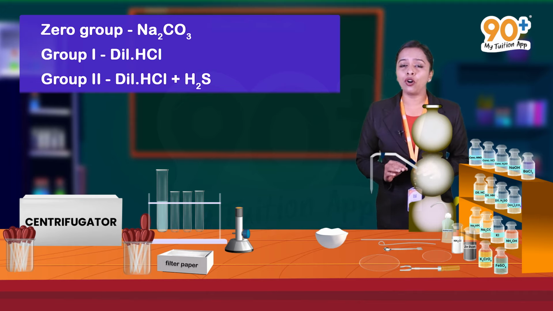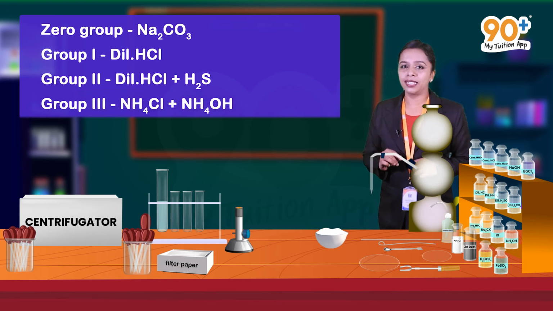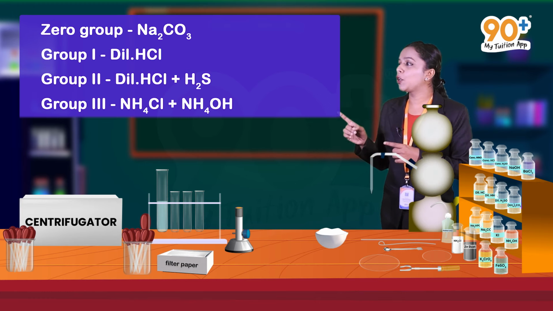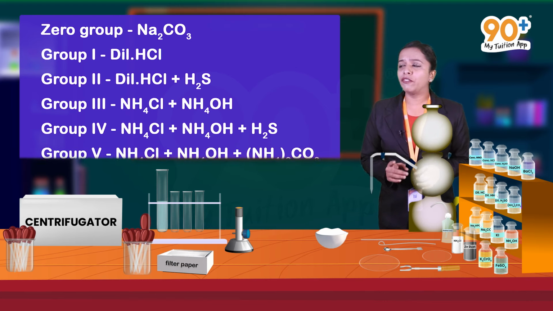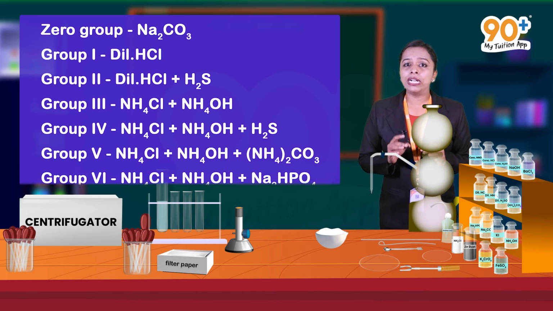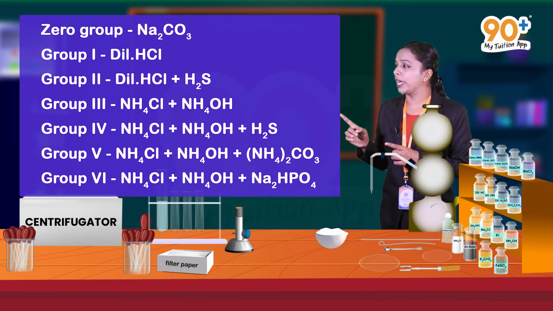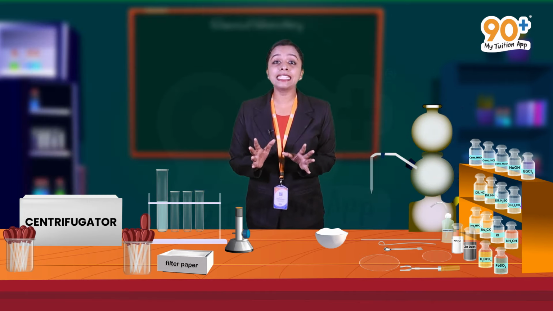The group reagent of third group is ammonium chloride and ammonium hydroxide. The group reagent of fourth group is ammonium chloride, ammonium hydroxide and hydrogen sulphide. The group reagent of fifth group is ammonium chloride, ammonium hydroxide and ammonium carbonate. The group reagent of sixth group is ammonium chloride, ammonium hydroxide and disodium hydrogen phosphate. So let's start the analysis of cations using this prepared salt solution.